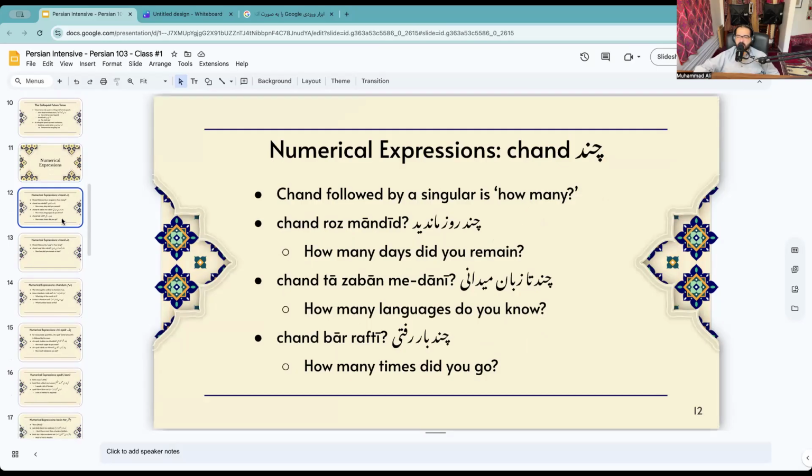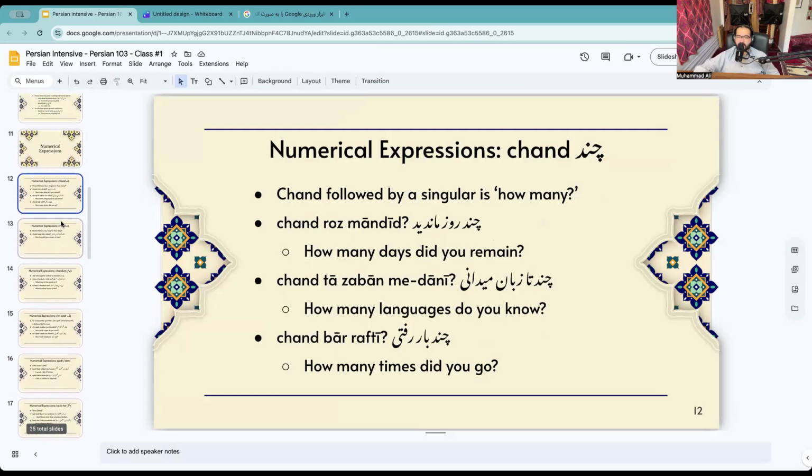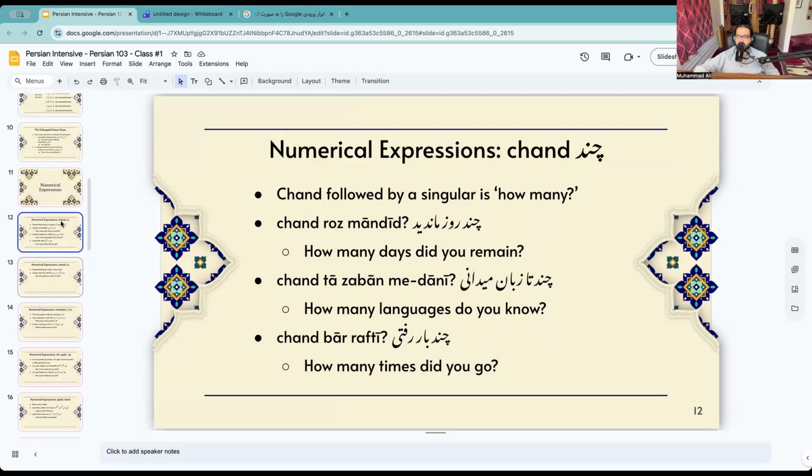All right, so some few numerical expressions. Last time we covered numbers. Now some more words to use with those numbers. The word chand followed by a singular specifically means how many.